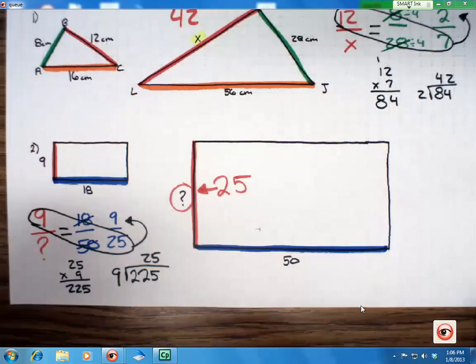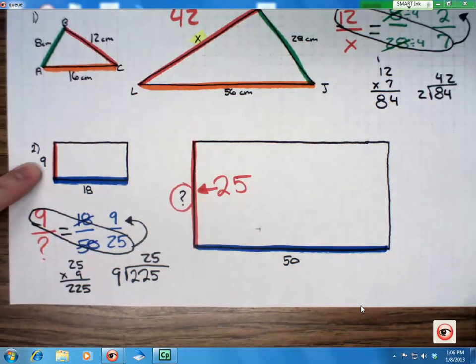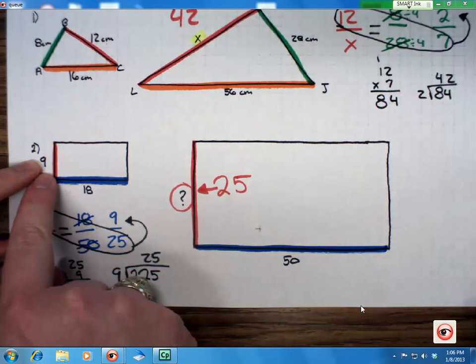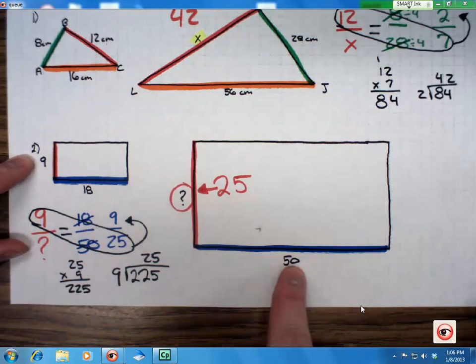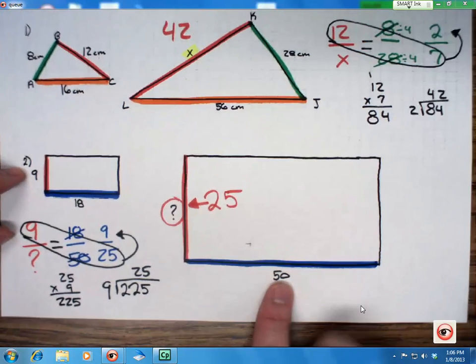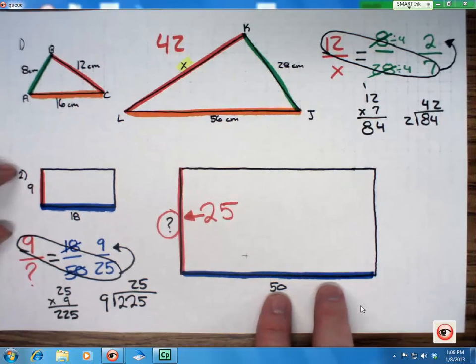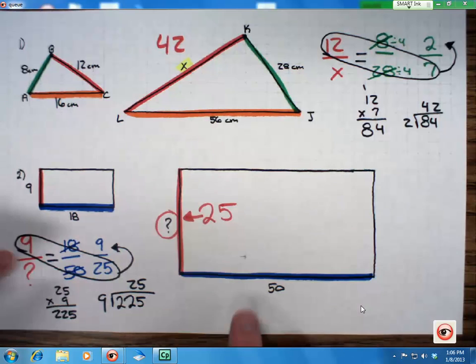Now, this one is a little bit easier than the top, because if you look at your small rectangle here, you notice that 9 times 2 is 18. So some number right here times 2 has to equal 50. Well, 25 times 2 equals 50. That doesn't work on all of these, obviously. On the top one, it wouldn't have worked that way for me. However, it does work on my rectangle here.